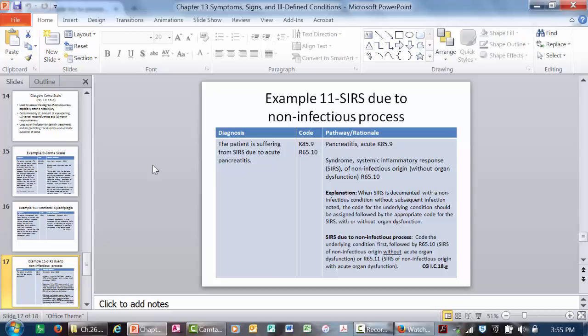The example we've been given is acute pancreatitis. So we're going to code the acute pancreatitis, and then we're going to code the syndrome of non-infectious origin, which is an R code. If there had been an organ dysfunction, we would be using R65.11. And I show the explanation and the coding guideline.